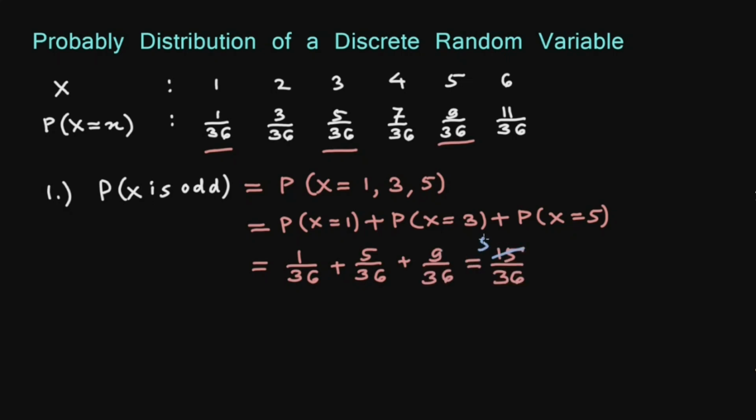3 5s are 15, 3 12s are 36. So probability when x is odd will be 5 by 12.